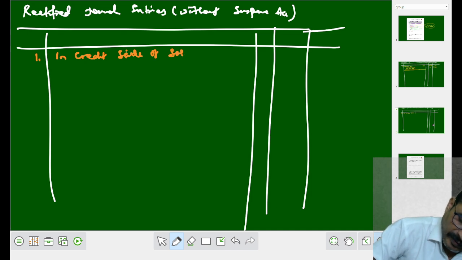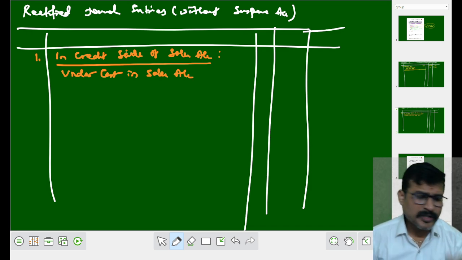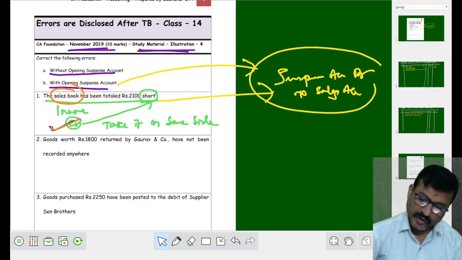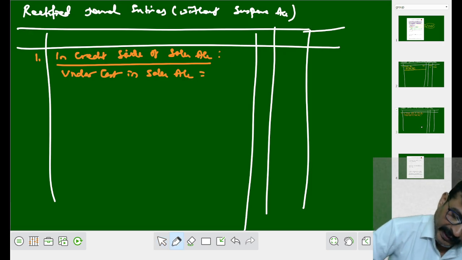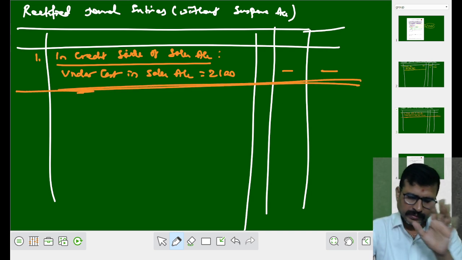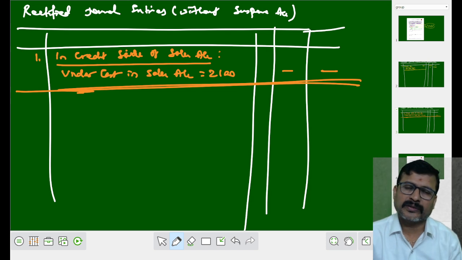In credit side of sales account, we have to write under cast in sales account. How much amount is there under cast in sales account? It is an amount of rupees just 2100. इधर ही लिखना. Nothing is to be written in the amount column. That completes your first entry. मालूम हुआ? This is called without opening suspense account.